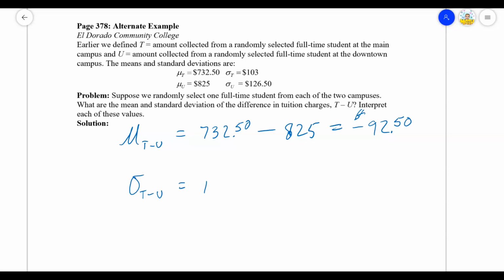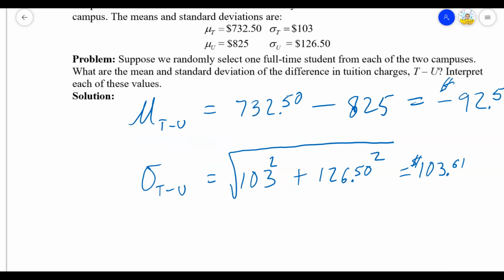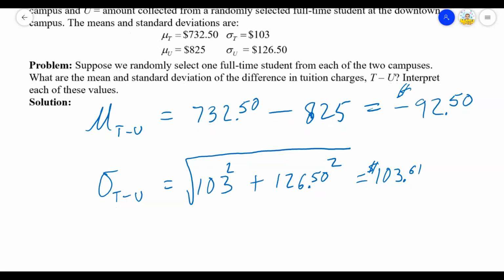So we take the variance for the first variable, which is 103 squared, and then we take the variance for the second variable, which is 126.50 squared. We add the variances. Now we have the combined variance. We want standard deviation, so standard deviation is the square root of variance. Okay, so I get negative $92.50 and $103.61.